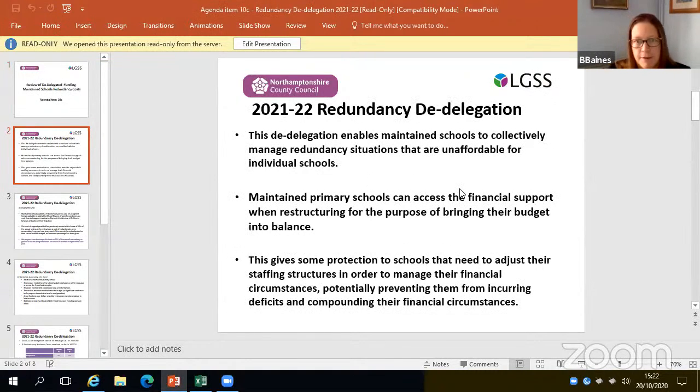Right, so this is the third and final dedelegation for maintained schools budgets. This dedelegation enables maintained schools to collectively manage redundancy situations that are unaffordable for individual schools. Maintained primary schools can access the financial support when restructuring for the purpose of bringing their budget into balance. It gives some protection to schools that need to adjust their staffing structures in order to manage their financial circumstances, which prevents them from incurring deficits and compounding their financial difficulties.